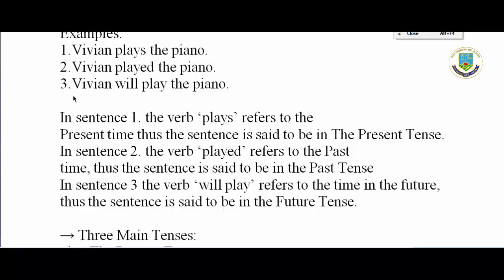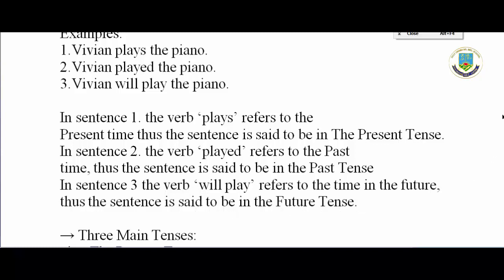Now check sentence 3. In sentence 3, the verb will play refers to the time in the future, the time that is yet to come. Thus, the sentence is said to be in the future tense. The auxiliary will indicates future. So, will play refers to the time in the future. Such a verb like will play indicates future tense.